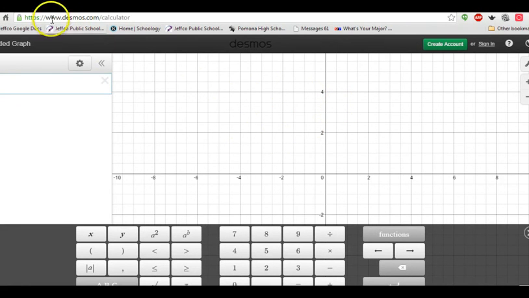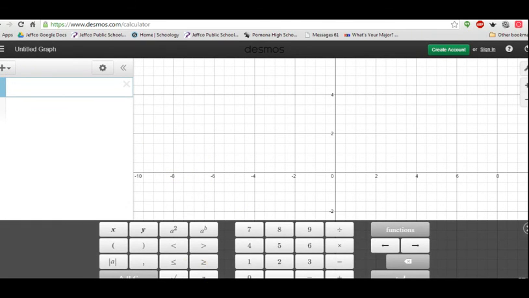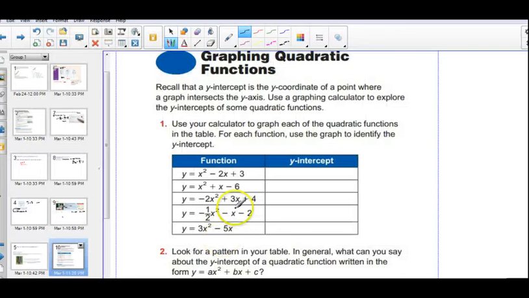So this website is, I don't know how to say this exactly, Desmos.com, and you hit that red launch calculator button that I did, and then you can type the equations in here. I forgot what our equation was. Let me go check real quick. x squared minus 2x plus 3.